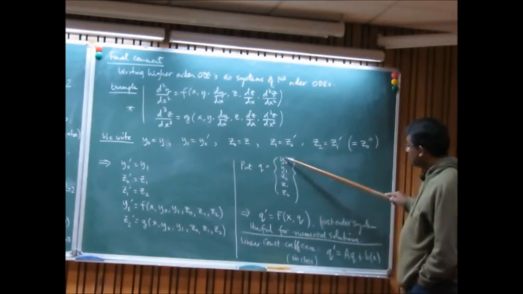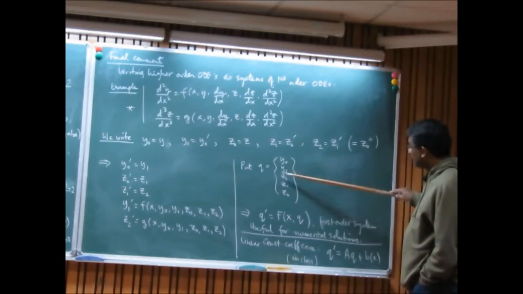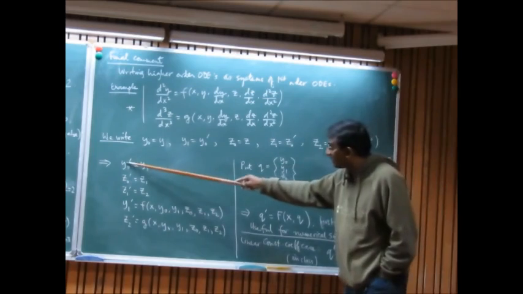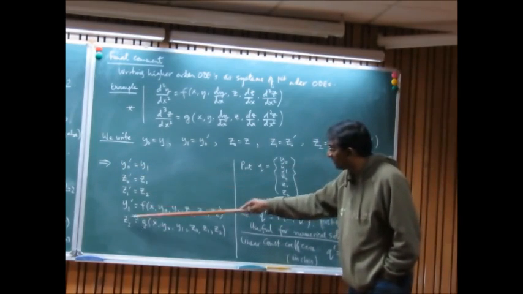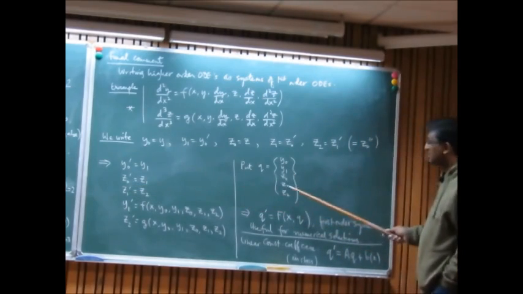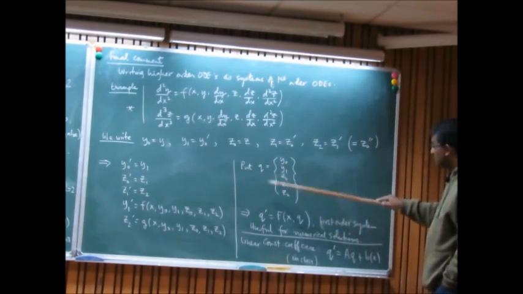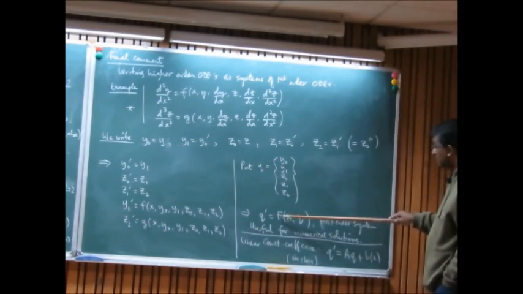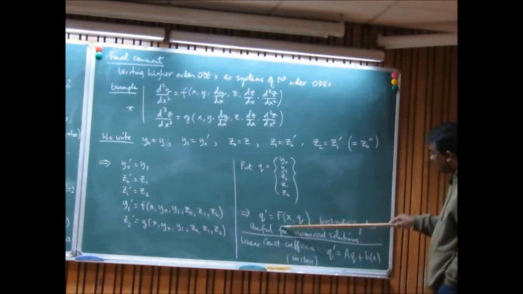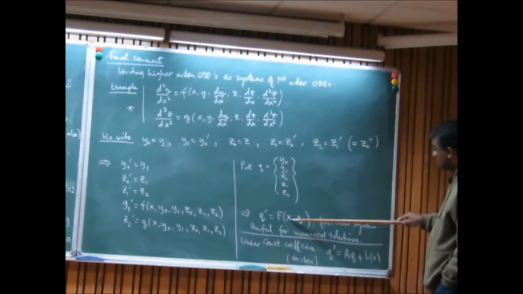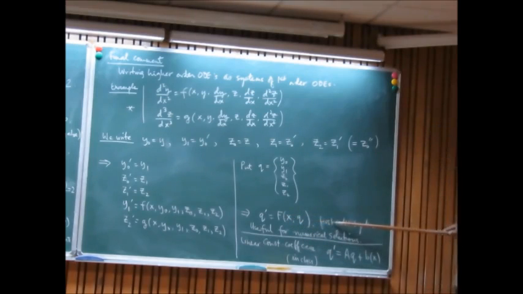So now if I say q is some column matrix of variables y0, y1, z0, z1, z2, you will notice that these 5 are the same as the 5 on the left over here, although the sequence is changed, it doesn't matter. Then we can say q prime is some new vector valued function f of x, the independent variable, and q. This is the first order system.